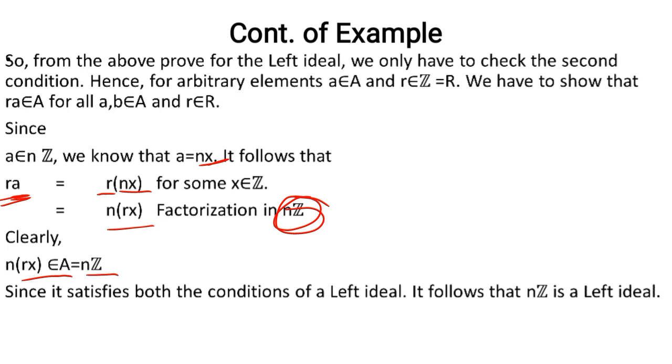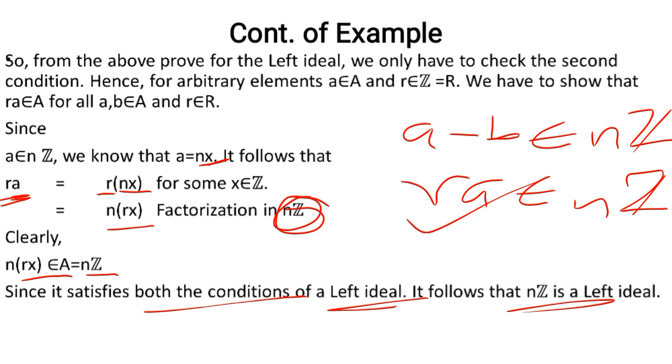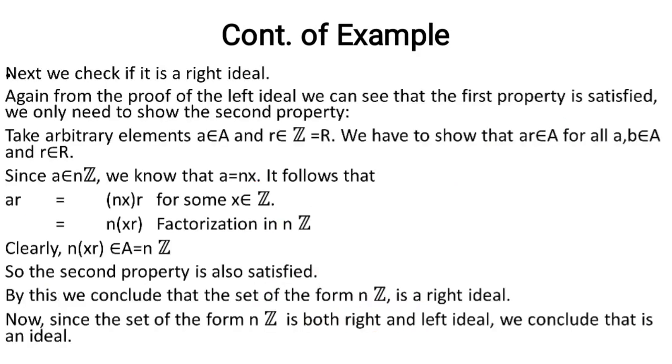Since both conditions are satisfied, the first one, which is A minus B, is definitely in NZ, and we got that R times A was also in NZ. So if that happens, clearly this is a left ideal. We've succeeded in showing that NZ is a left ideal. We need to show it's a right ideal, so that's what we do next.